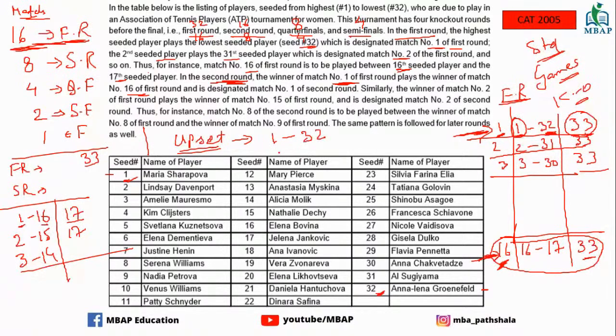Now, obviously, what's the chances of this case? Who's going to win? The chances are that rank number 1 is going to win against rank number 32. However, in case rank number 32 wins against rank number 1, the result would be called an upset match. This is what it means.